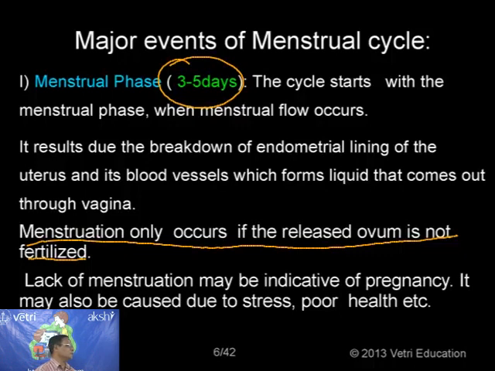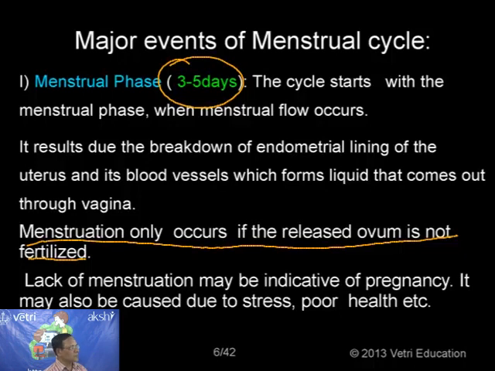But in some cases, if the female is not under normal health conditions, or if she is always in a tension mood, or always in stress, this is also one of the reasons why there is no menstrual flow. So menstrual flow, once absent, is an indicative measure for pregnancy.